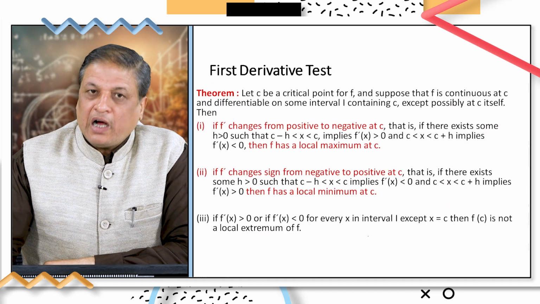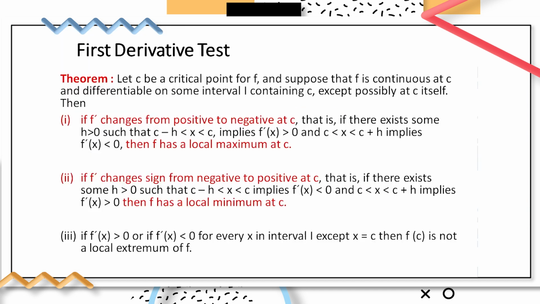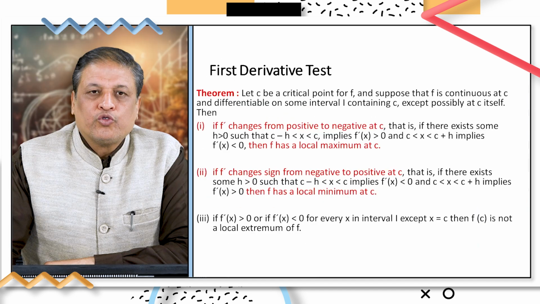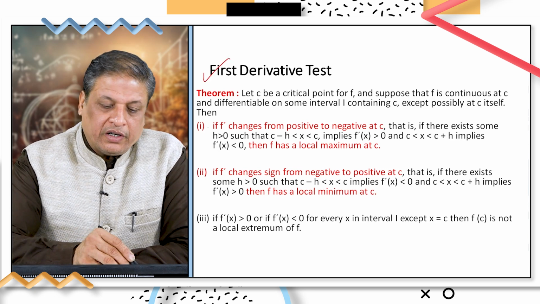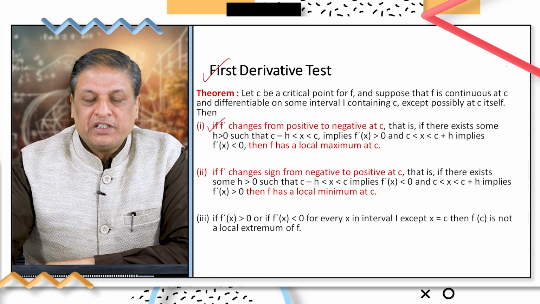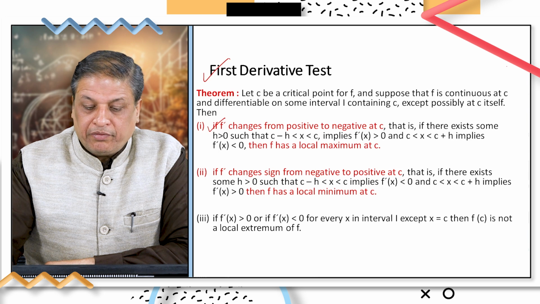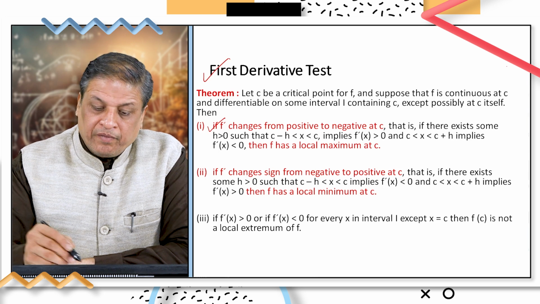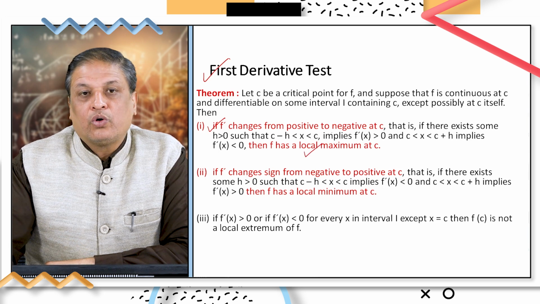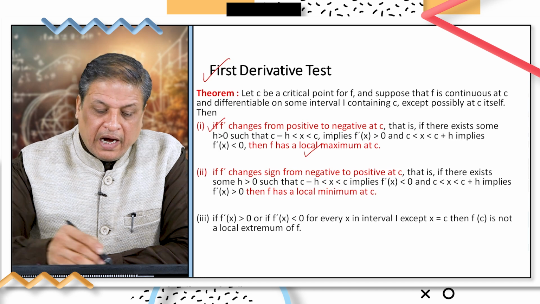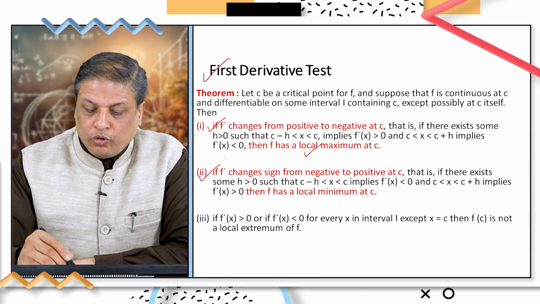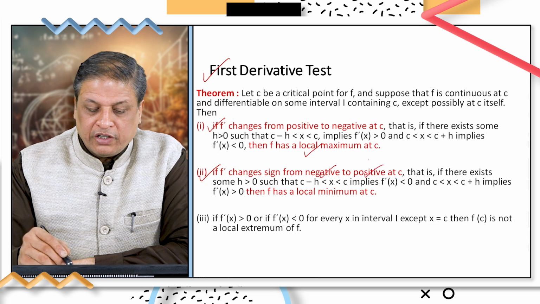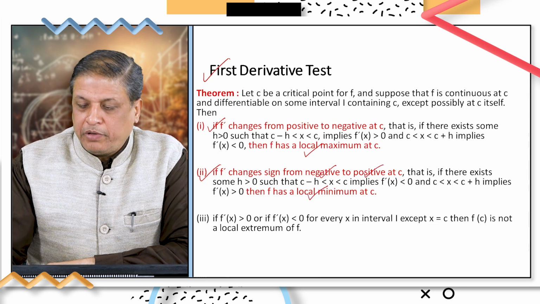There are some tests also, to understand: the first derivative test and the second derivative test. To begin with, the first derivative test says that if the derivative f dash changes the sign from positive to negative, then the function f has a local maxima, and if the derivative changes the sign from negative to positive, then the function has local minima.